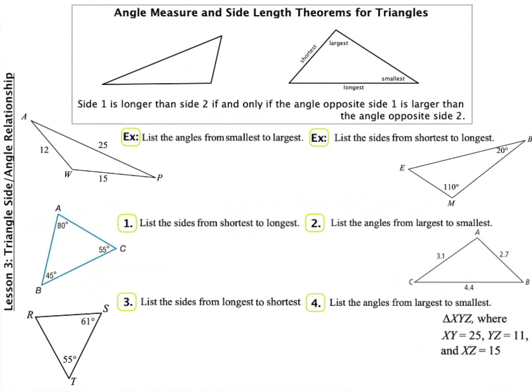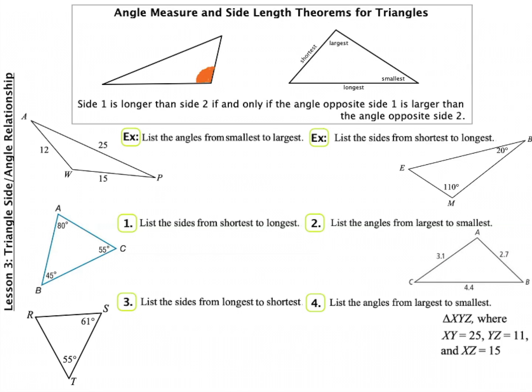Lesson 3, Triangle Side Angle Relationship. I need you to have 3 colors, colored pencils, highlighters, whatever you have on you. And the first thing I want us to do is find the largest angle in this triangle. I don't really need a protractor because I see that this is the only obtuse angle. So that is my largest angle.